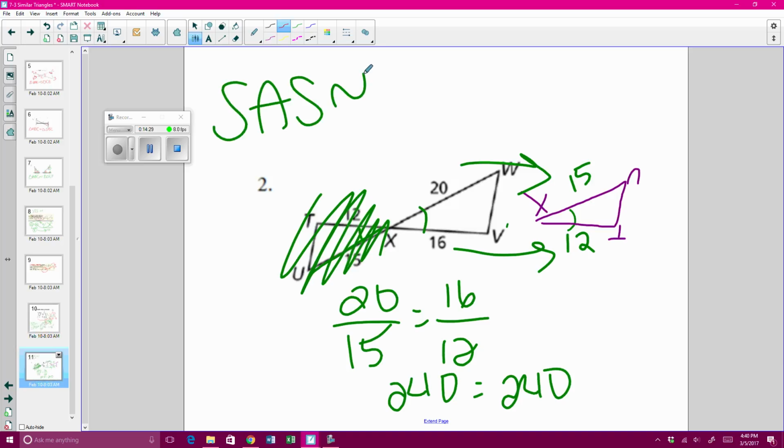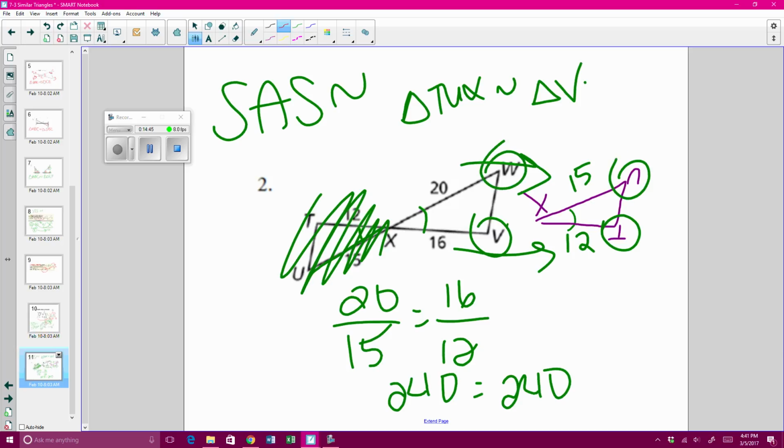So we can go in here and say that triangle, let's go with triangle TUX, is similar, and then again just match it up. So T corresponded with V. U corresponds with W, and then X corresponds with itself.